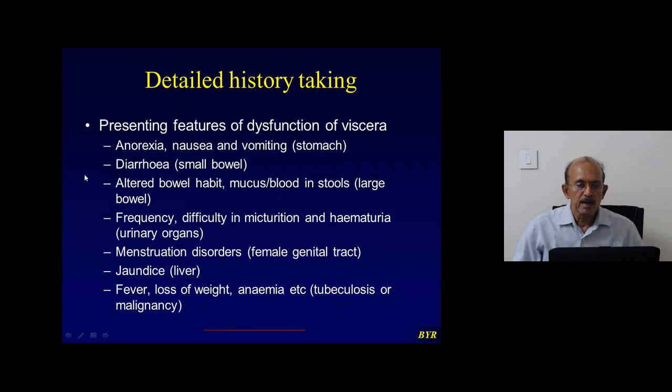So you have to inquire about the pain, and you have to inquire about dysfunction of the viscera. Dysfunction of the viscera means all these points you have to inquire. History taking is very, very important in abdominal examination because many of the abdominal diseases have very small findings, very little findings on examination. Much you can get by proper history taking. That's why spend some time, have some patience to elicit history from the patients.